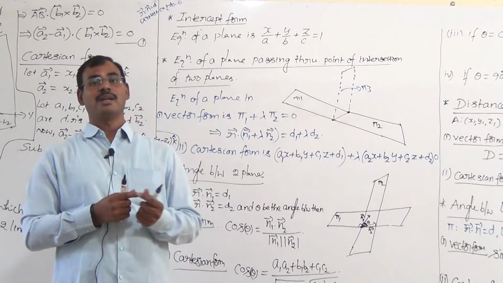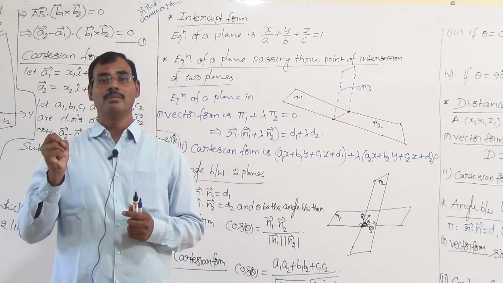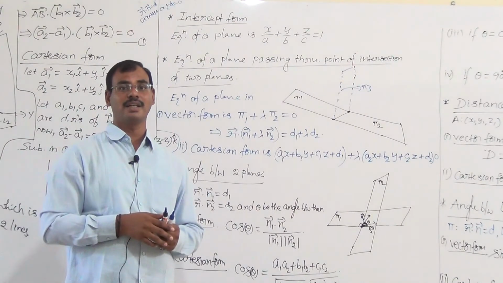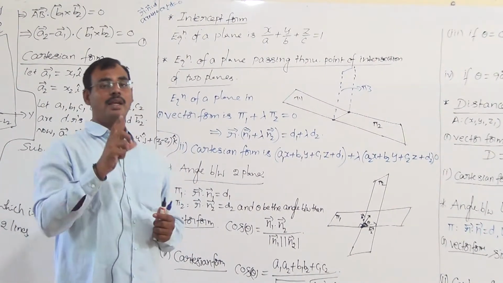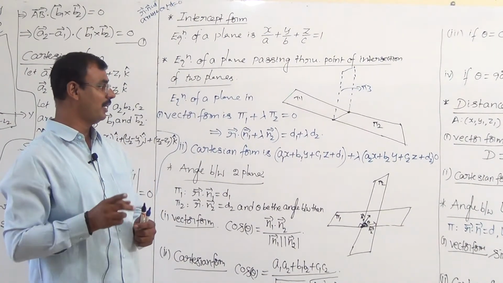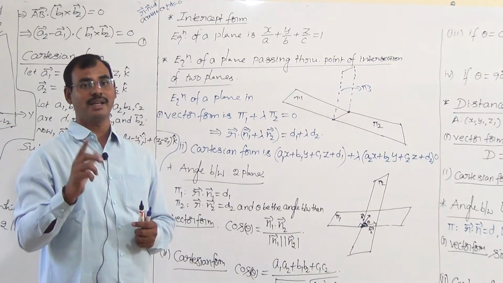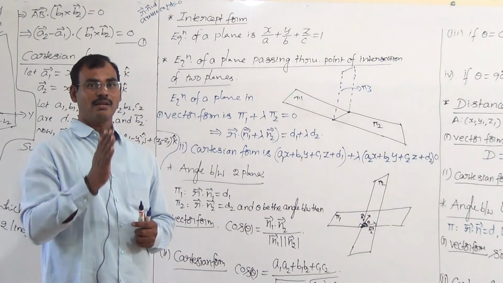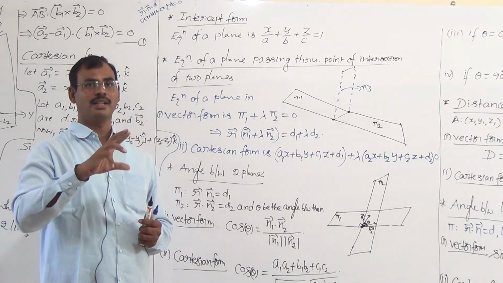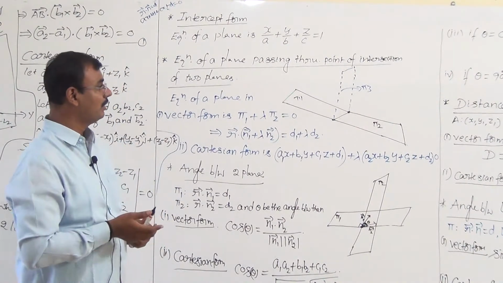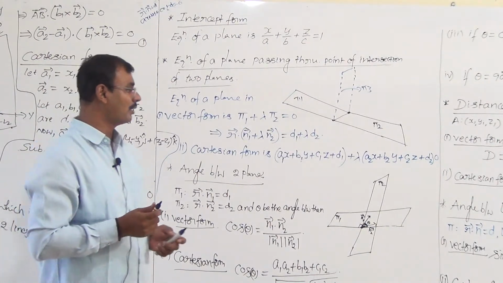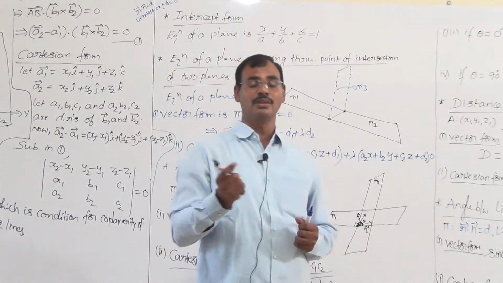Second one, the equation of a plane passing through a point and perpendicular to a vector. That is the second theorem. In Cartesian form, a(x minus x1) plus b(y minus y1) plus c(z minus z1) equal to 0. In vector form, it is r bar minus a bar dot n bar equal to 0.